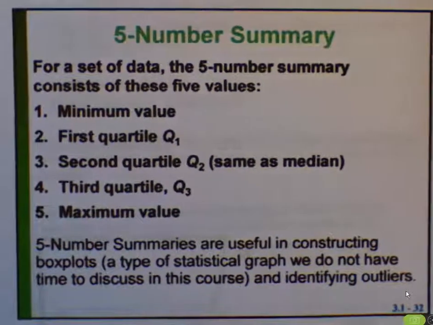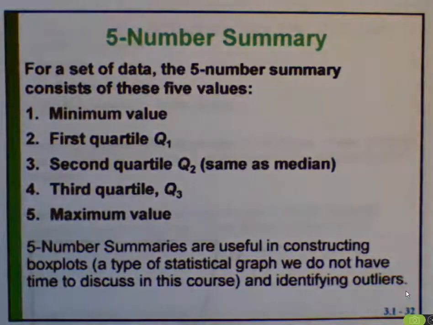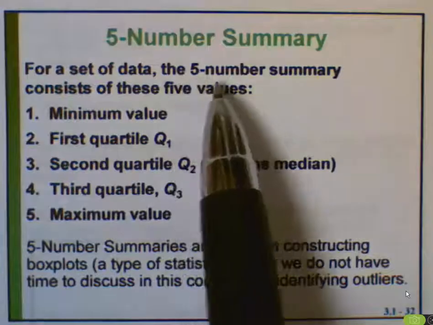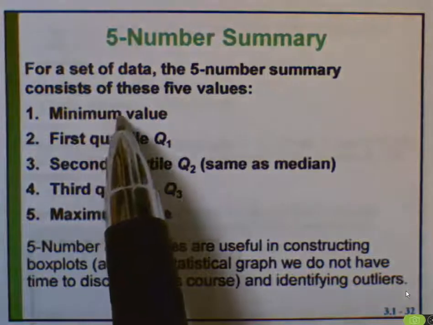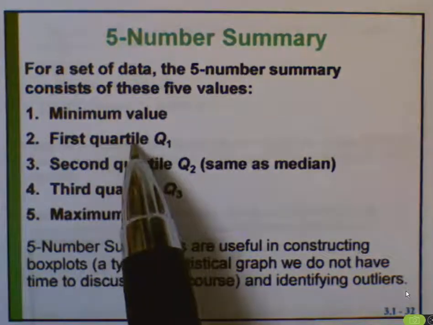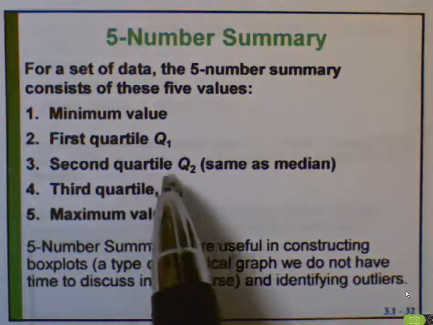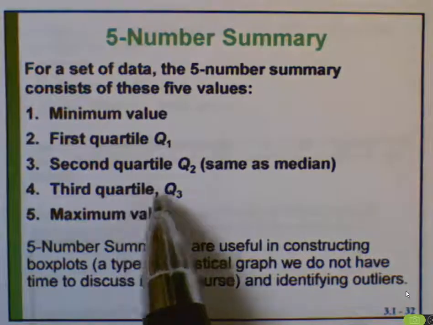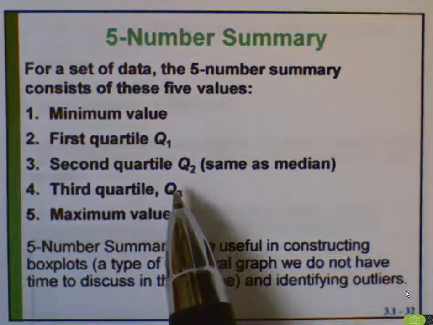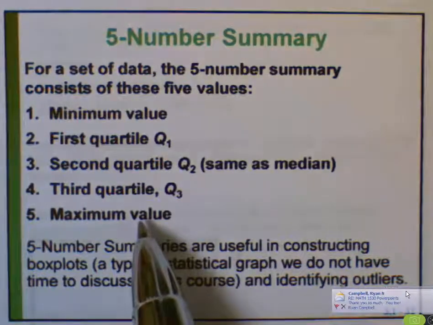There's an important set of numbers called the 5-number summary that gives some important characteristics of any data set. If you have a set of data, and I ask you for the 5-number summary, here's what I'm looking for: the minimum value in the data set, the first quartile that separates the bottom 25% from the top 75%, the second quartile, which is the same as the median, separates the bottom half from the top half, the third quartile, which separates the bottom 75% from the top 25%, and then the maximum value.